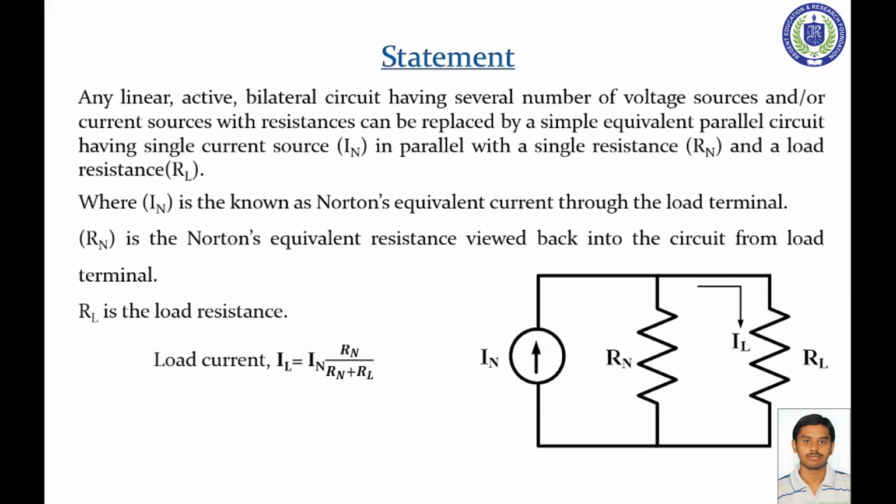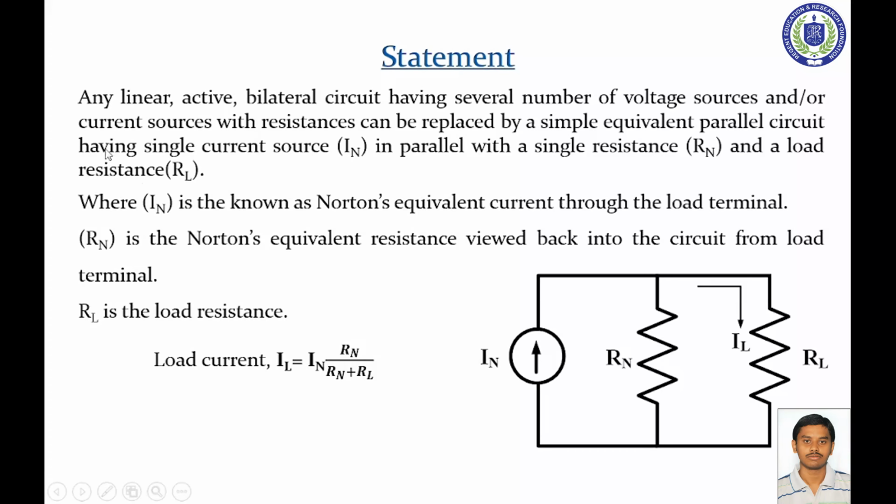First is the linear circuit. A circuit that obeys Ohm's law is called a linear circuit. An active circuit is a circuit that has an active source, meaning a voltage source or current source; all independent sources present make it an active circuit. A bilateral circuit means the property and characteristics of a circuit do not change with a change in the direction of supply voltage or current.